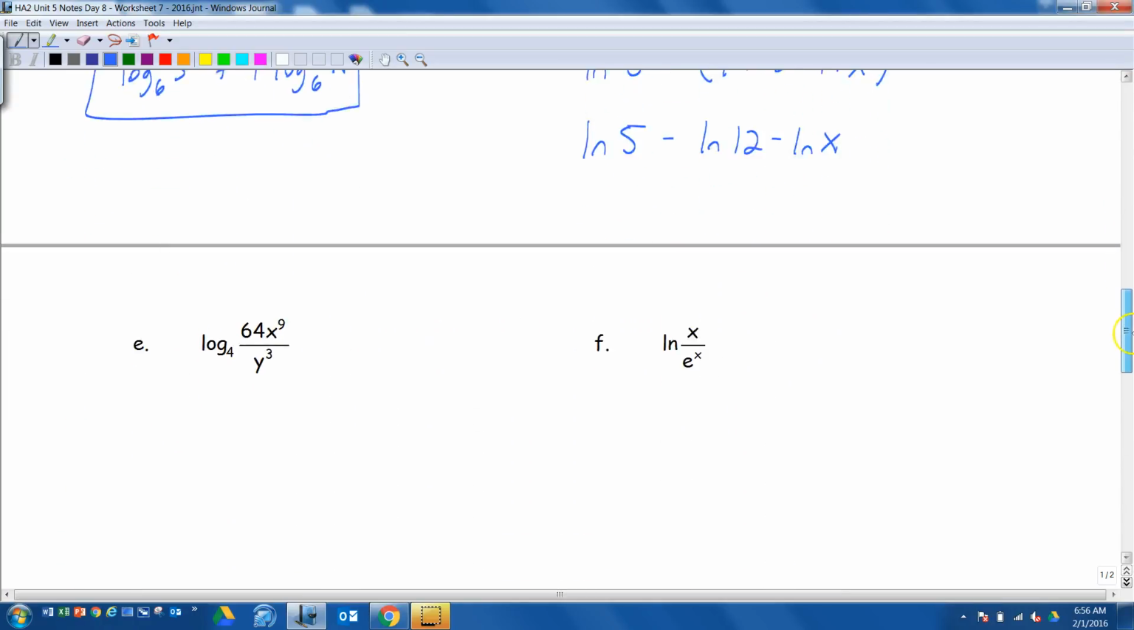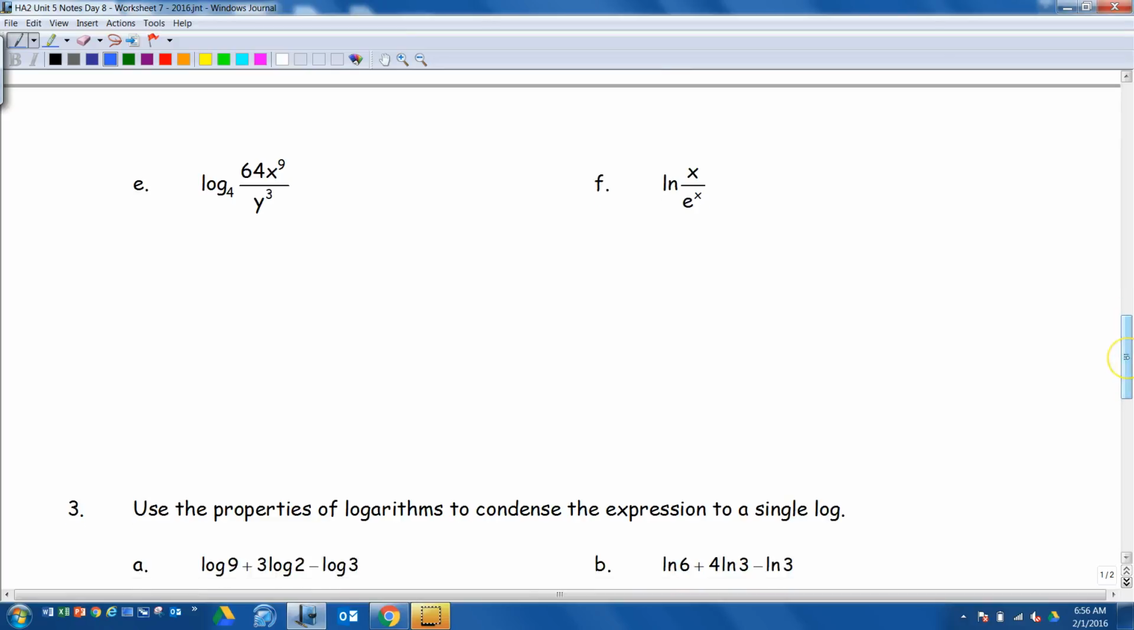Alright, now we're going to do two more. This is where we might be able to do some numbers with this. So again, I split it with division first, with subtraction: log base 4 of 64x to the 9th minus log base 4 of y cubed.